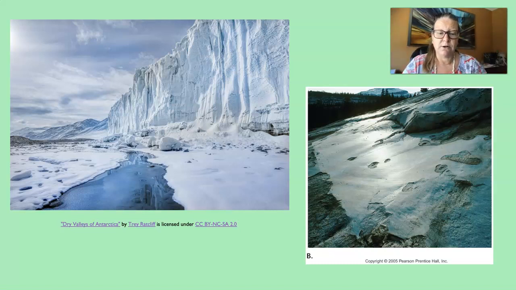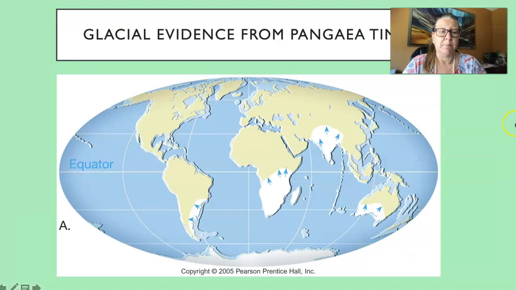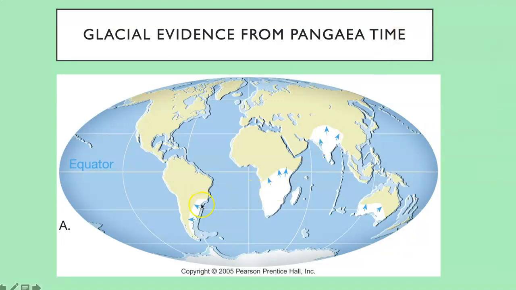And so what Wegener saw was evidence from Pangea time in all of these locations for continental glaciers. So he saw it in areas south of the equator, here's the equator, and north of the equator, and the arrows are showing the direction that the ice seemed to move. Well, this is very puzzling because if you have glaciers south of the equator, north of the equator, and at the equator, you would imagine the entire world should be glaciated. And there's no evidence for that.